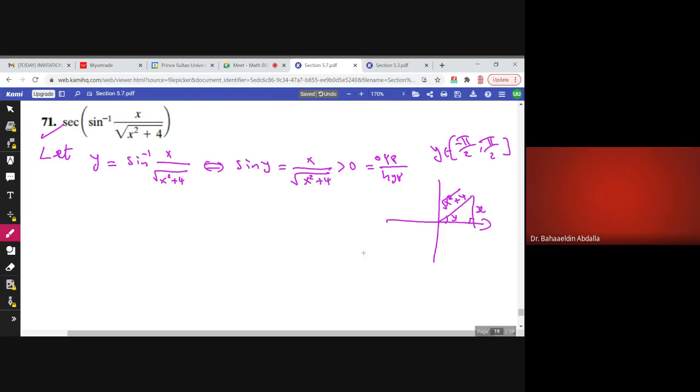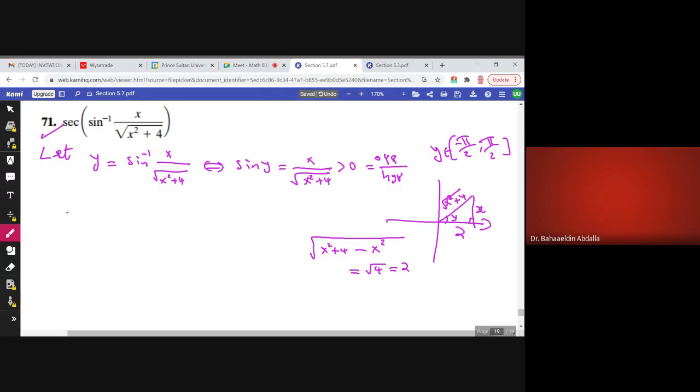How do we find the adjacent? It's the square root of the hypotenuse squared, which is x squared plus 4, minus x squared. x squared cancels with x squared, and you get the square root of 4, and that's 2. So the adjacent is 2.